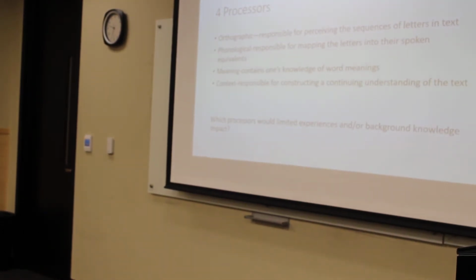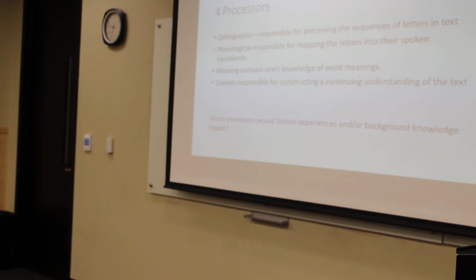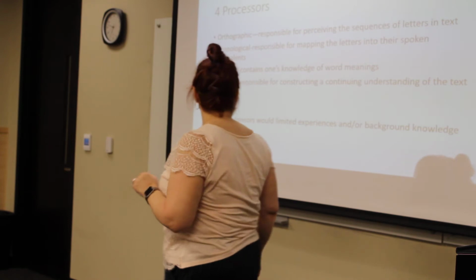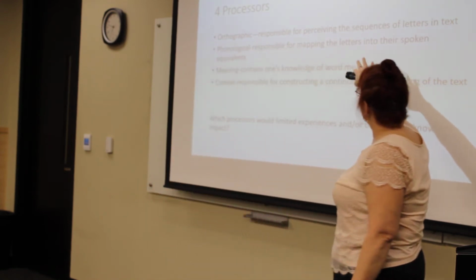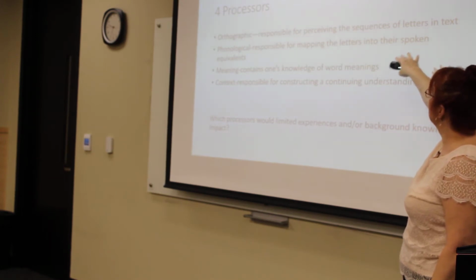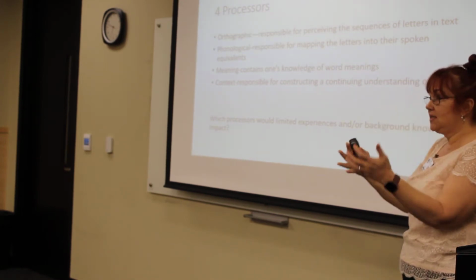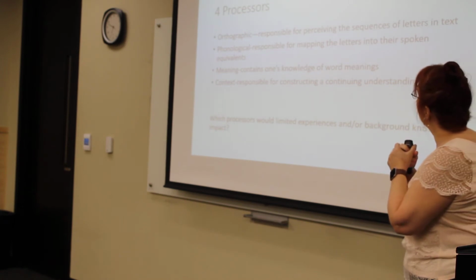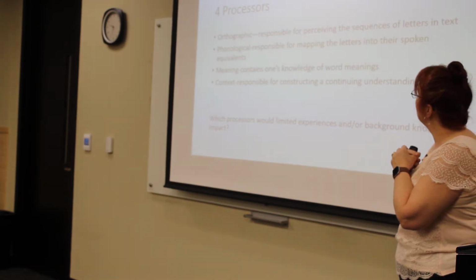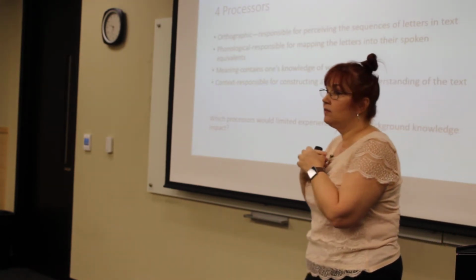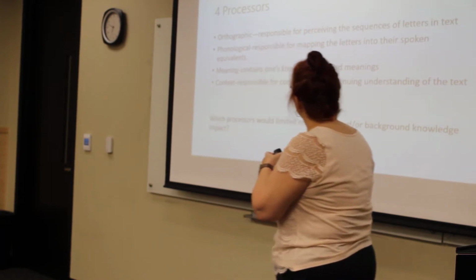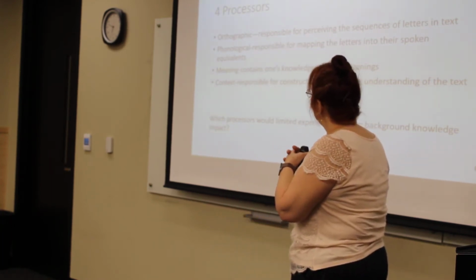All right, so the 4 processors, and this actually is in one of the documents that I loaded onto your Canvas course. Orthographic is responsible for perceiving the sequences of letters in text. It's where you're actually seeing the letters. It's heavily influenced by phonics. Phonological is responsible for mapping the letters and their spoken equivalent. So phonological, you're hearing the letters. That processor is engaged when you're reading.